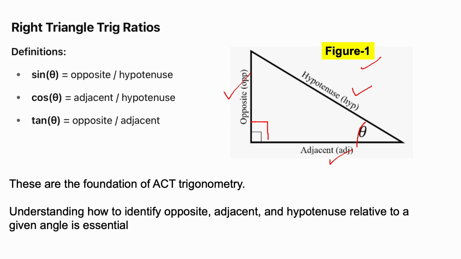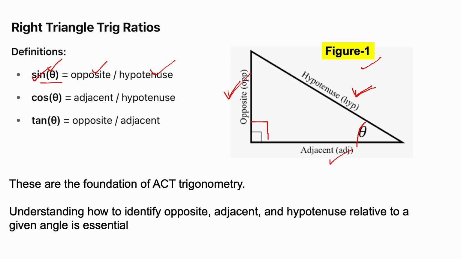So, now some definitions, the ratios. Sine of theta is the ratio of opposite and hypotenuse. So, opposite by hypotenuse is called sine theta. Opposite is shown here and hypotenuse is here. So, if you take the ratio of opposite and hypotenuse, you will get the sine of theta.